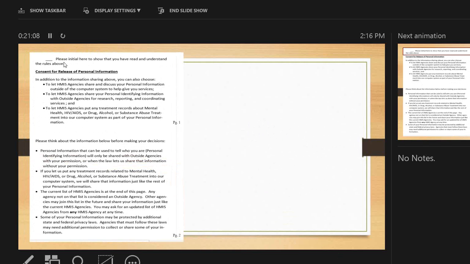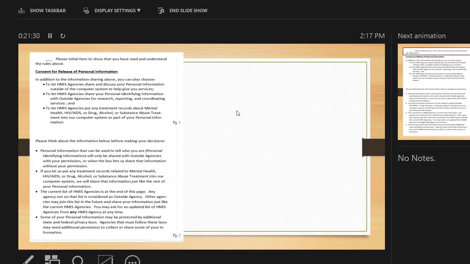So much like with the current ROI, this will actually be at the bottom of that first page where it says, please initial here to show that you have read and understand the rules above. This is the client acknowledging that they understand how the HMIS system works and they understand what's going to happen to the answers to any questions that they give us. And very importantly, like we said at the end, there's no specific question they have to answer. They have the right to refuse.